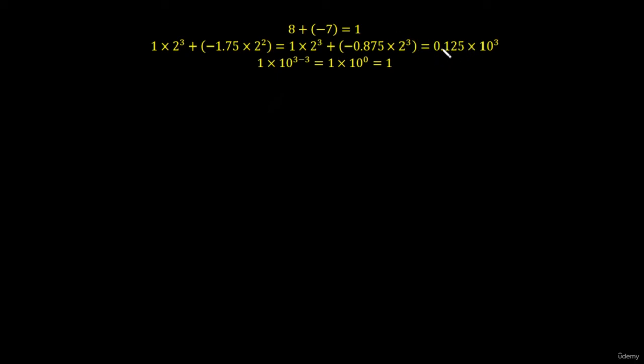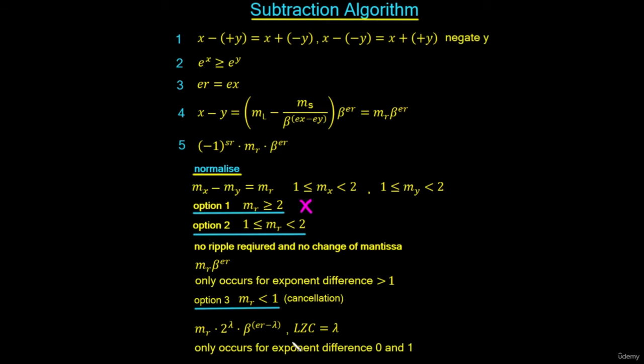So when we double that 3 times, we're going to have to therefore take away the factor of 3 from the exponent. This number has been doubled 3 times to get a value of 1, so it means the exponent will have to go down by that factor of 3. So we're going to have 2 to the 3 minus 3, so it's 2 to the 0, which is a value of 1. Okay, so that is just an extra proof that we can have a leading zero count and cancellation whenever the exponent difference is 0 or 1.